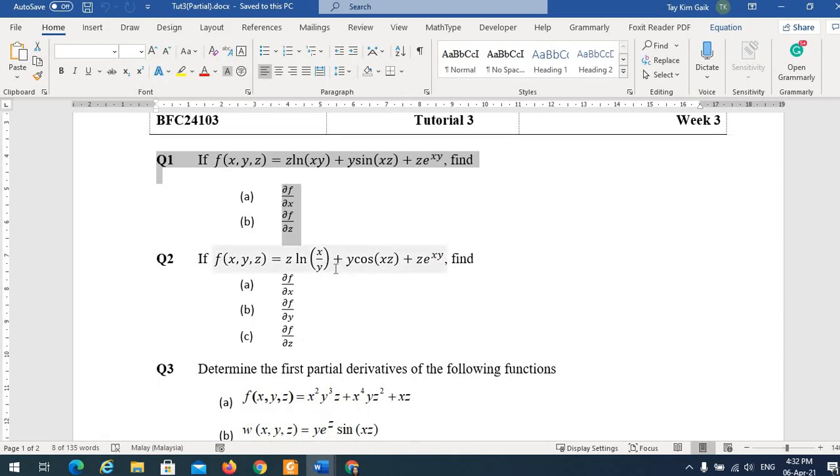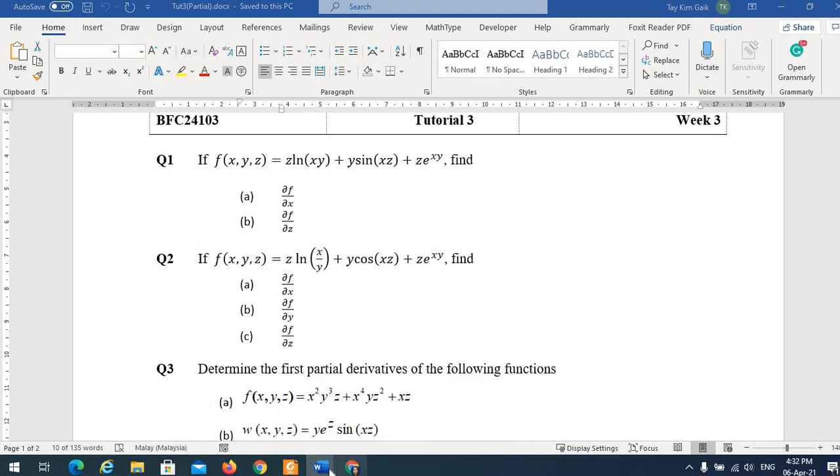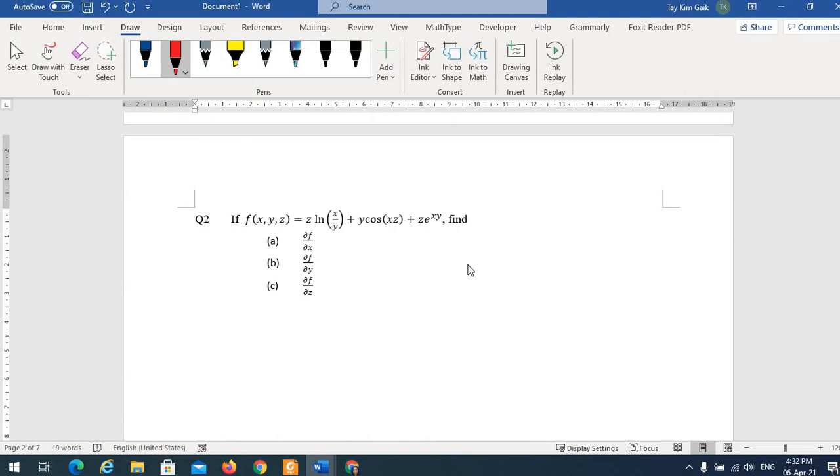So question 2, the same thing, only change sin to cos, ln xy to ln x divide y. The third term same. So your f of x, y, z is z times ln x minus ln y, plus y cos xz, plus z exponent xy.